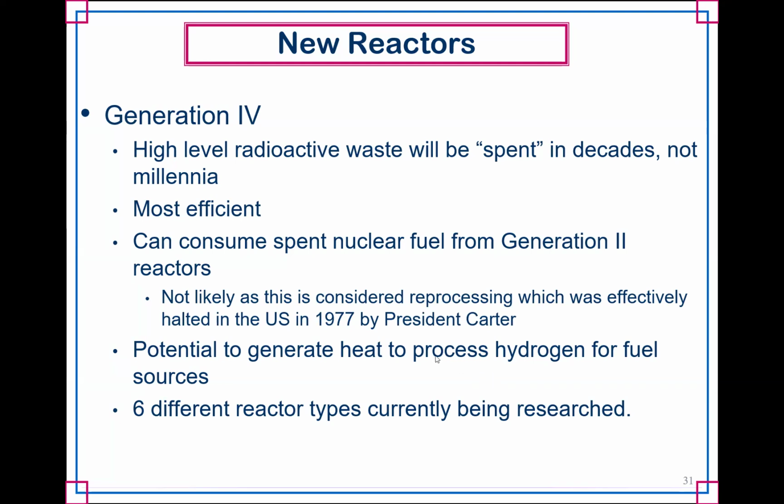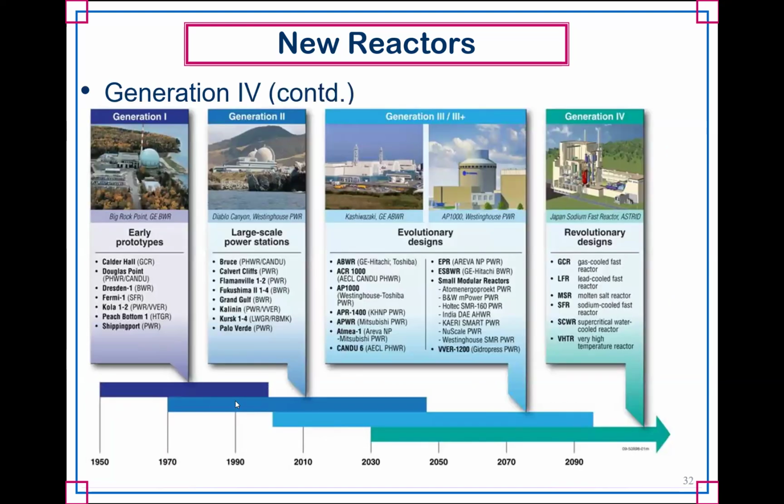Also, another really nice thing is you can generate heat from these reactors. There's an excessive amount of heat, and it's a high quality heat, which means you can actually get hydrogen. So instead of needing fossil fuels, you can perhaps have hydrogen powered vehicles. There are 6 different designs being developed. Here's sort of the timeline. You can see back in 1950, early prototypes, all the way through 2090, which is our 4th generation. And you can see the different types of reactors. But look at the different types.